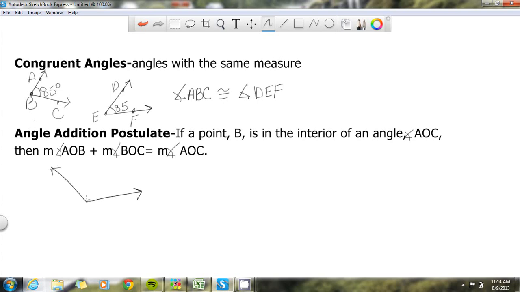and, for instance, the vertex we label O, and point A and point C. So we have ray OA, ray OC that form angle AOC. Then we have point B somewhere here inside the angle. That's the interior. And we have ray OB.